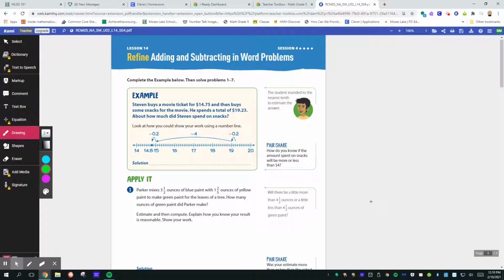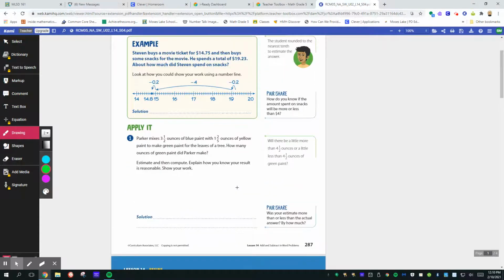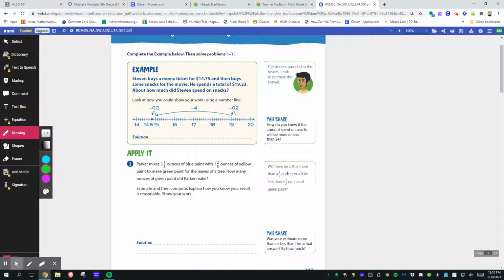All right, now we're going to do a refined lesson for lesson 14, which just takes us through all of the different kinds of problems we've had during this lesson and gets you prepared for your quiz. We should be on page 287 of our workbook, and we should have a pencil, and we should follow along with me and pause that video whenever you need to.